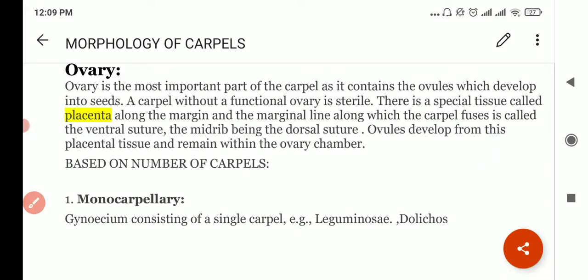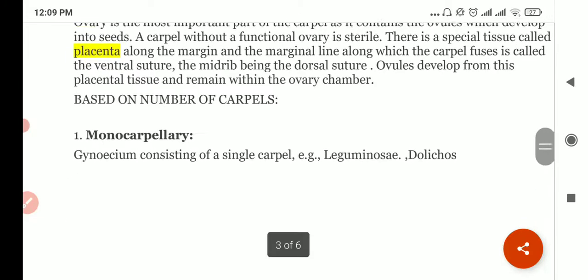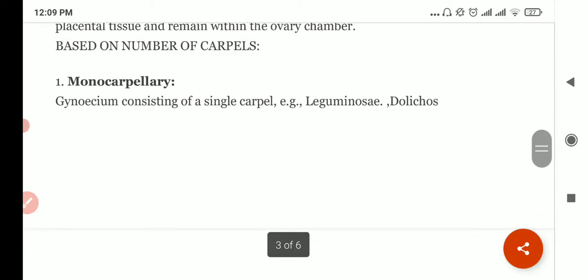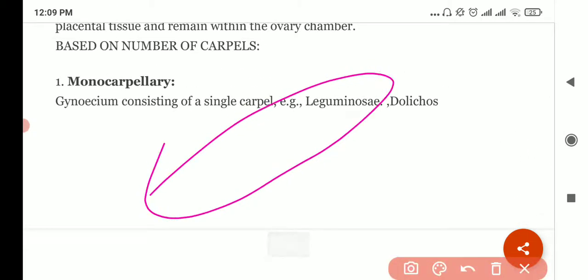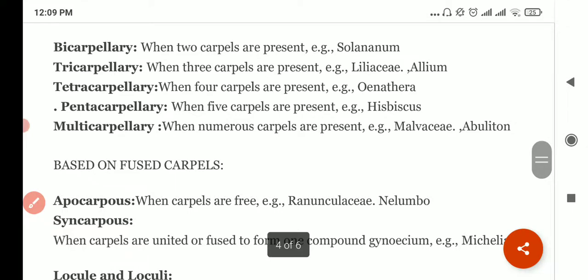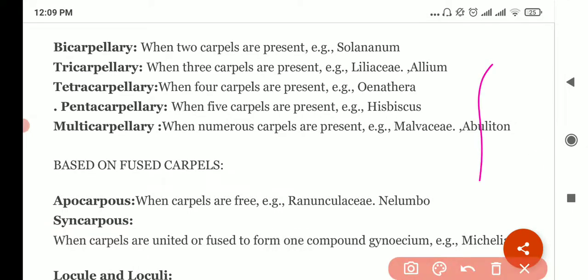So let's see how we classify the carpels, classify the ovary. When we classify it according to the number of carpels, we'll call it monocarpellary if there is just a single carpel, like your pea plant. This one has only one chamber, one carpel, and inside there were many ovules. Then bicarpellary when there are 2 carpels, like in your Solanum. Solanum is your potato family.